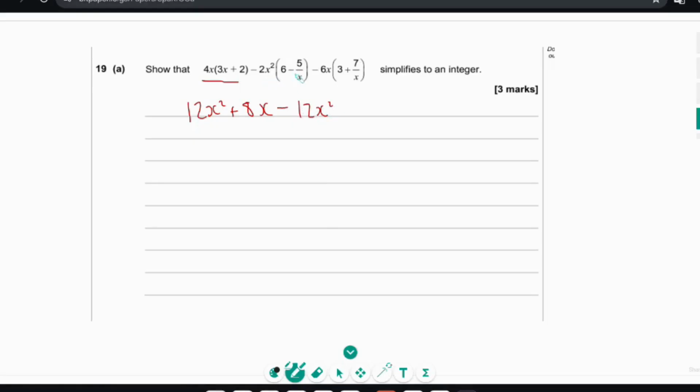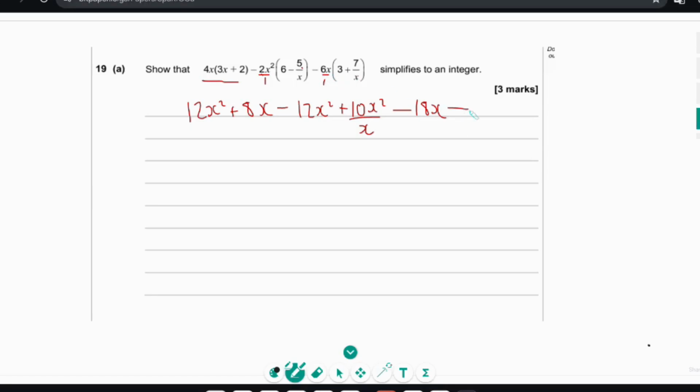Minus 2x squared times negative 5 over x. Negative times negative is positive. So we'd have 2 times 5 is 10x squared over x. Because it's really like having that as a fraction, 2x squared over 1, and timesing that by negative 5 over x. So when you multiply fractions together, you multiply numerators and multiply the denominators. 2x squared times 5 is 10x squared, 1 times x is x. That can be simplified, but we'll do that in a minute. And here, minus 6x times 3 is minus 18x.